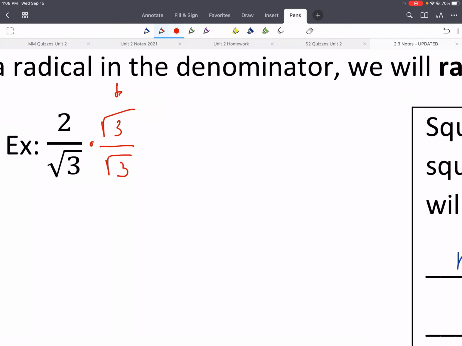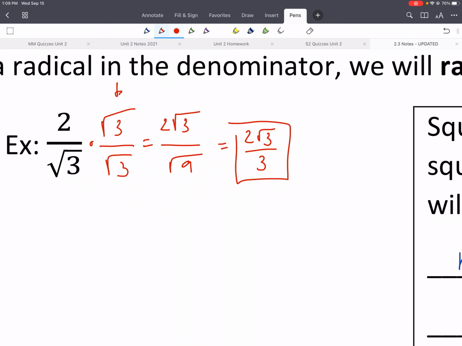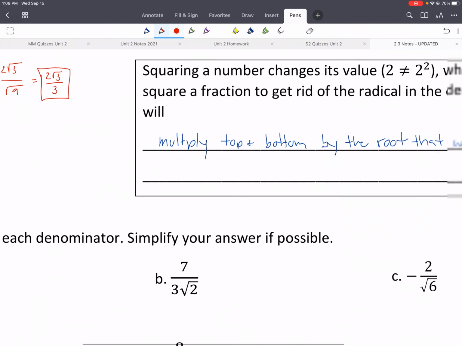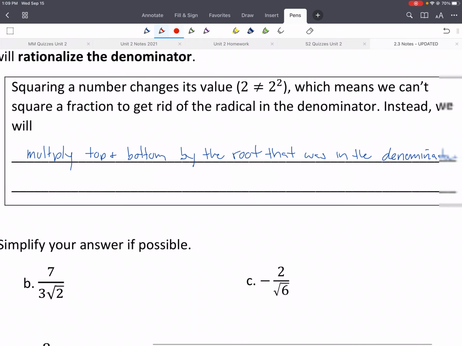Okay, so that's what we'll do, and then we know what to do if we multiply. 2 times the square root of 3, well, that's just 2 square roots of 3. All right, and then the square root of 3 times the square root of 3, well, that's the square root of 9. But wait, we know that the square root of 9 is 3. And now we don't have the root in the bottom. It's rationalized. This is a rational number, okay? All right, so basically we will multiply top and bottom by the root that was in the denominator.